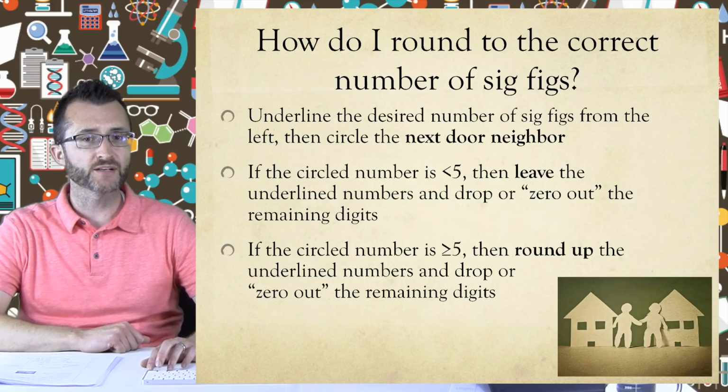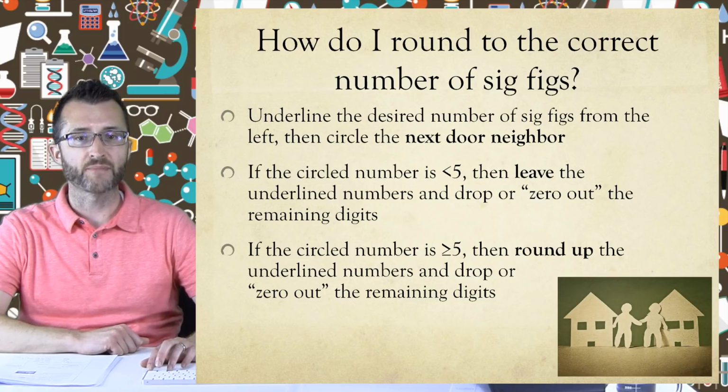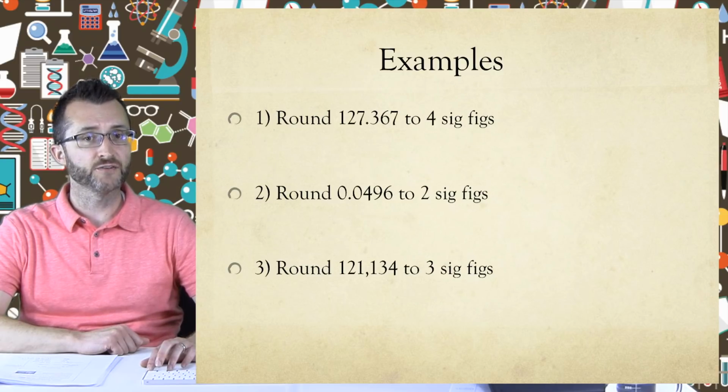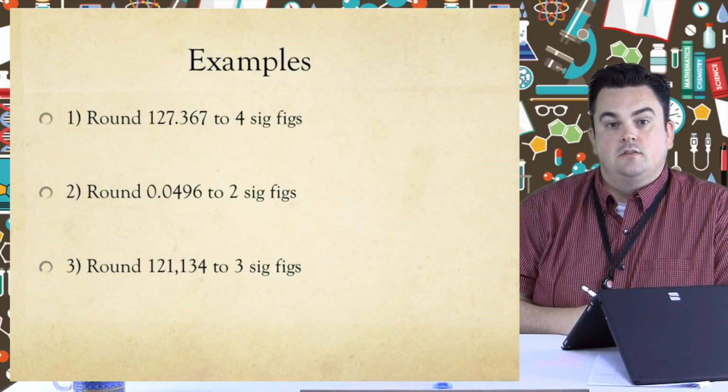If the circled number is greater than or equal to 5, then round up the underlined numbers and drop or zero out the remaining digits. We're gonna take a look at a few examples. We're gonna round these numbers to the specified number of sig figs. You ready, Fu? I am. Here we go. All right.